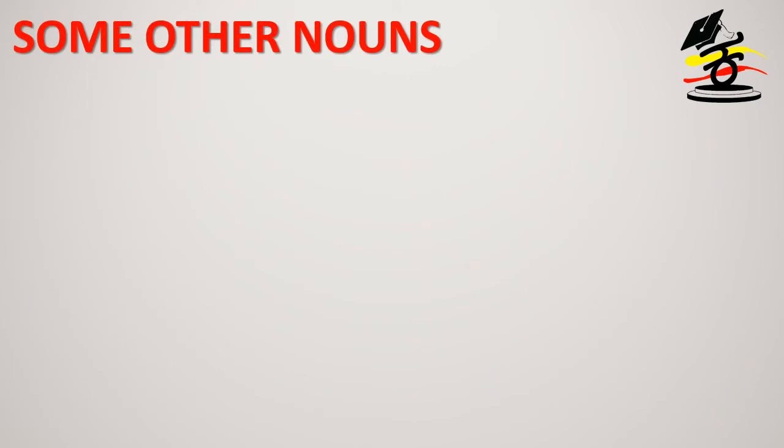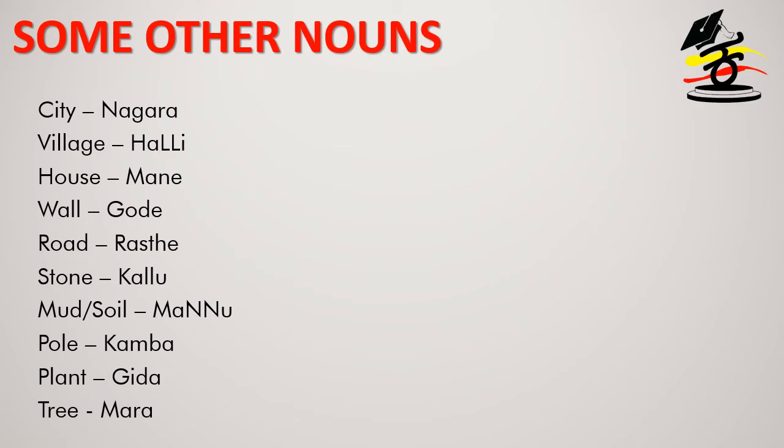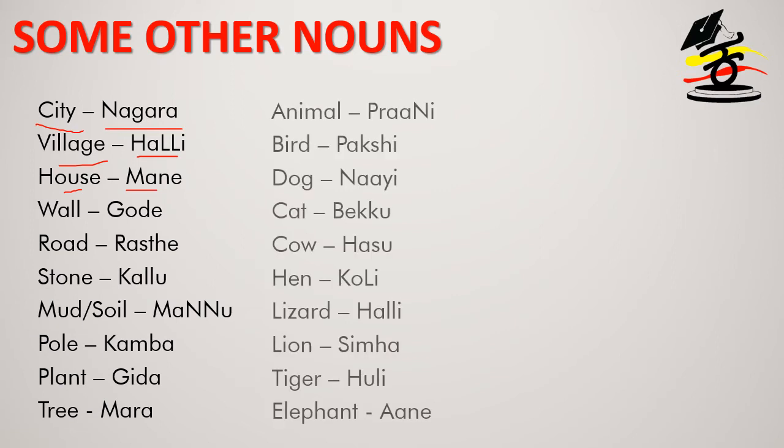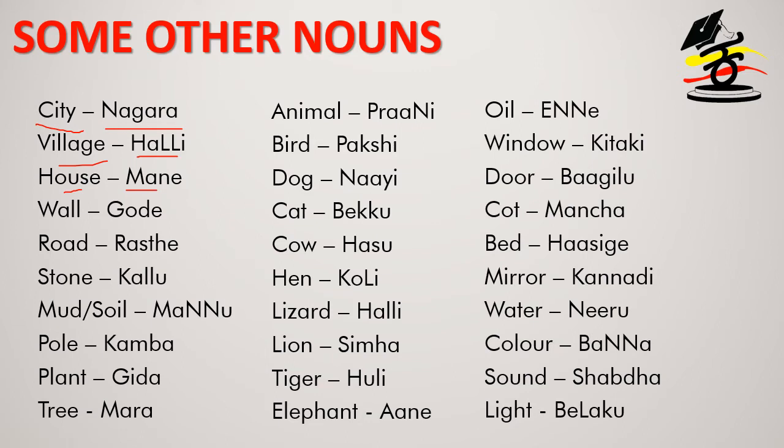I will be introducing you to some other nouns. These are nothing but common nouns. City is called Nagara, village is Halli, as I gave you a brief introduction of Halli in the first module. House is Mane, and similarly you can find many commonly used Kannada words. Another set of words you can find are animals, birds, small animals, etc. And a few more examples like oil, window, door, cot, bed, which you will be using for your living, right?